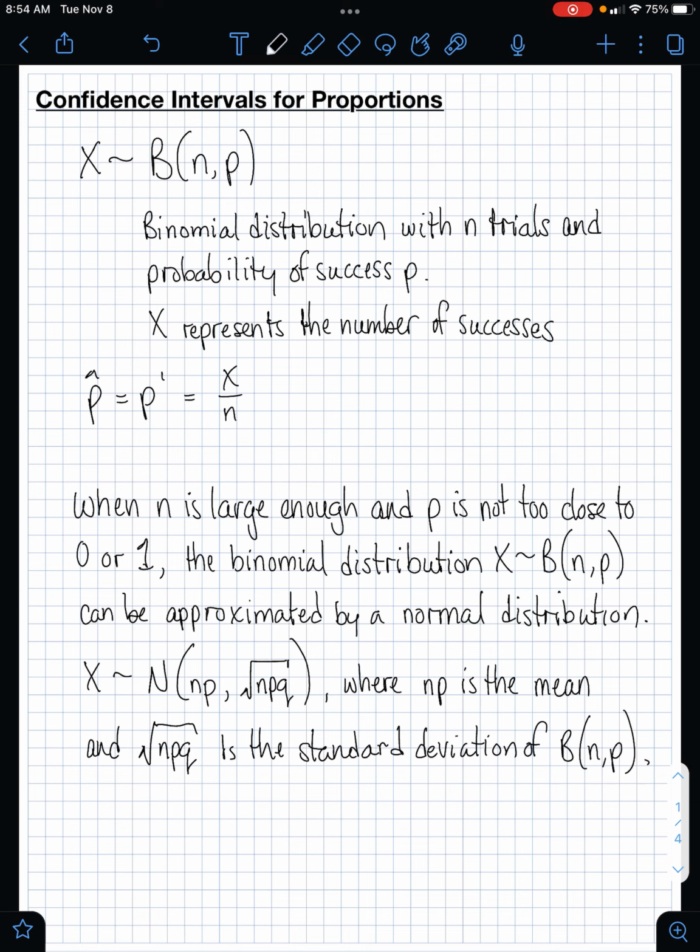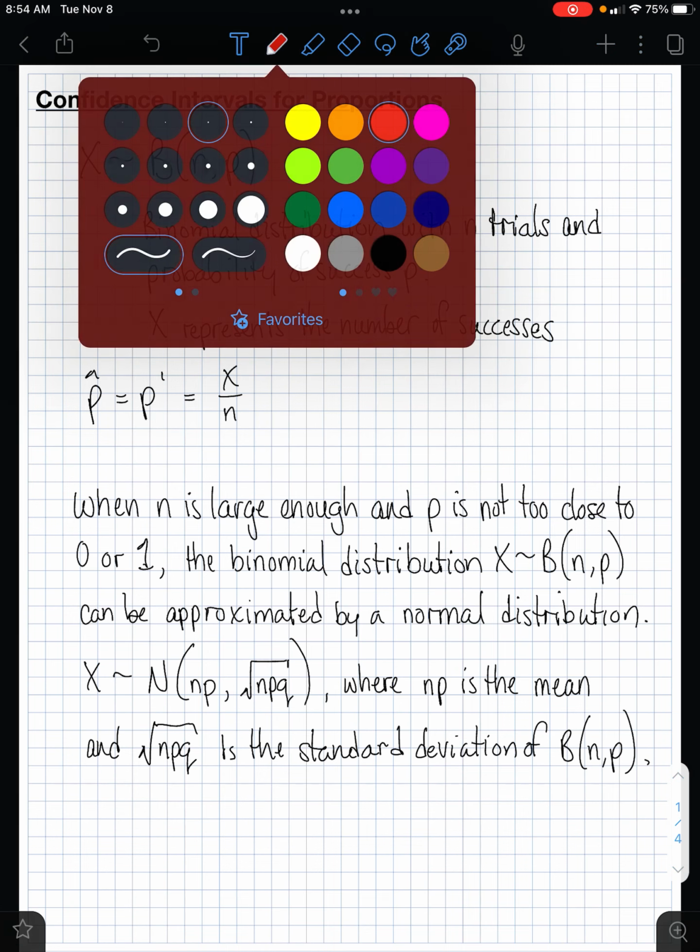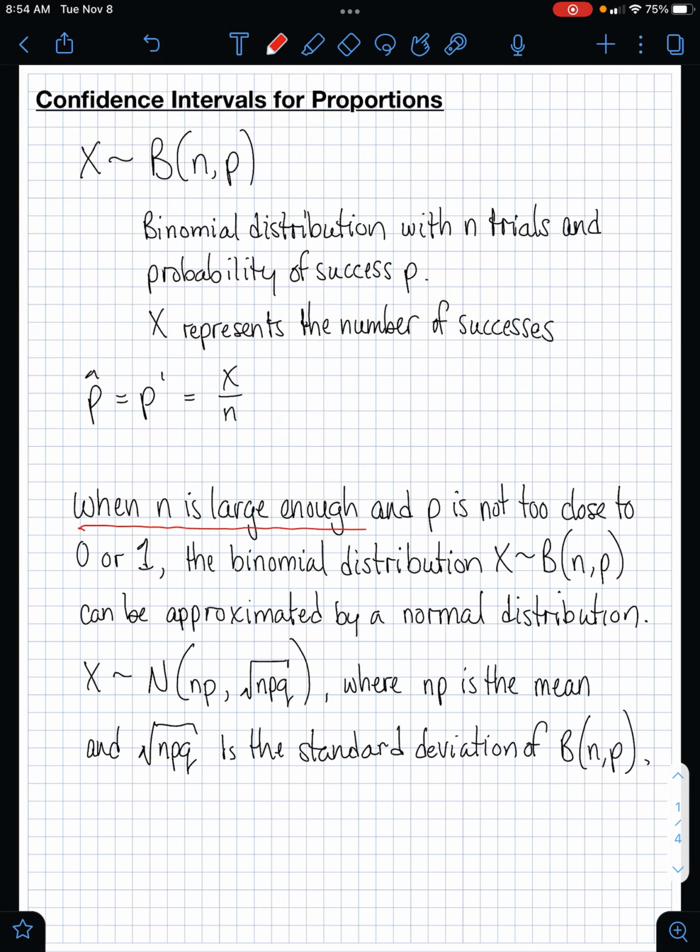Now, what does that mean when n is large enough? How large is large enough? And what does that mean when we say p is not too close to 0 or 1? Those requirements are typically settled by this: n times p is greater than or equal to 5, and n times 1 minus p is greater than or equal to 5. 1 minus p is also known as q.